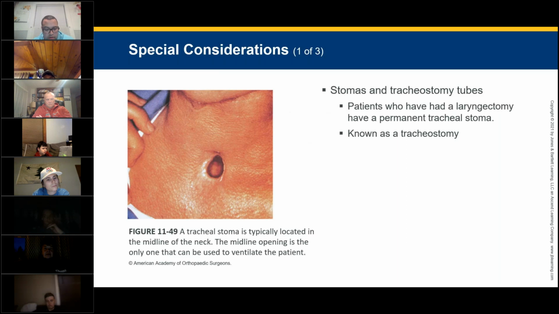Special considerations: stomas and trach tubes. Patients who have had a laryngectomy have a permanent tracheal stoma, which is the opening in the neck that connects the trachea directly to the skin. It's known as a tracheostomy. You've got a good picture of one there.